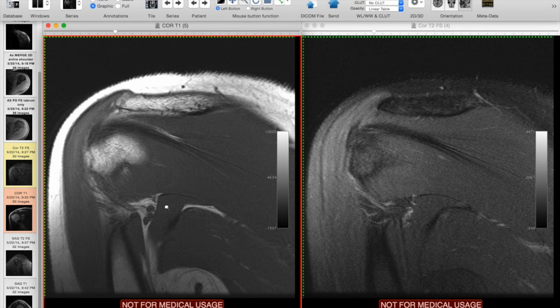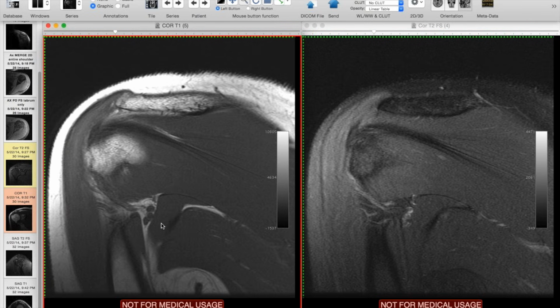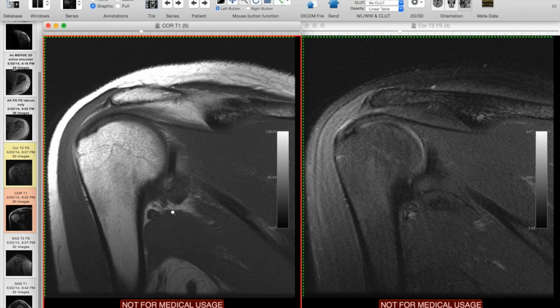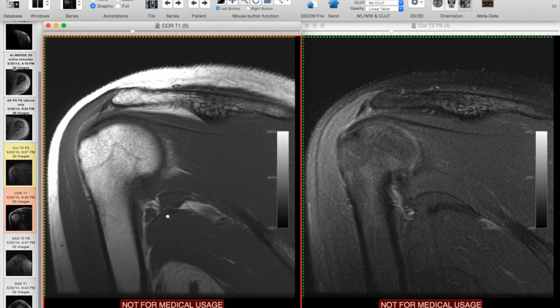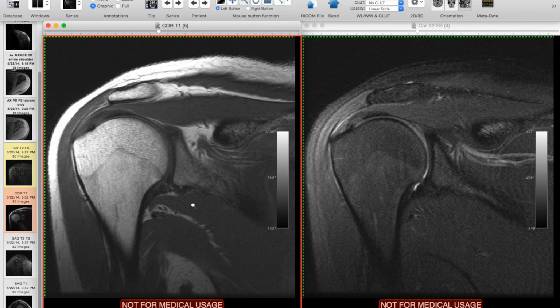So this fat containing space right there is the quadrilateral space. The vessels within it often show some hyperintensity on T2 weighted scans. If you have good image detail, you can identify structures that are not as large as the vessels, like this little thing right here. That's probably the axillary nerve coming through.